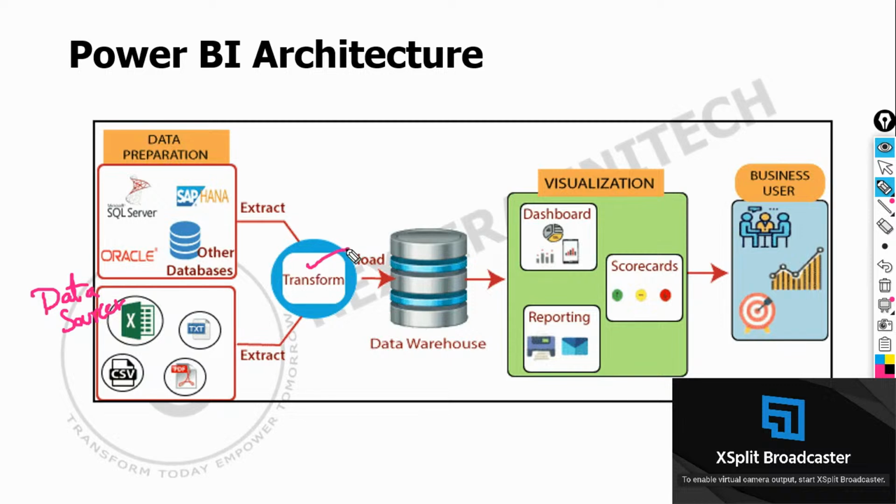Actually, these transformations are a must, because the raw data residing in any of the sources might not be in the right format. So transformation depends on that. If it is readily available, then we can go ahead. But if not, yes, transformations are a must.